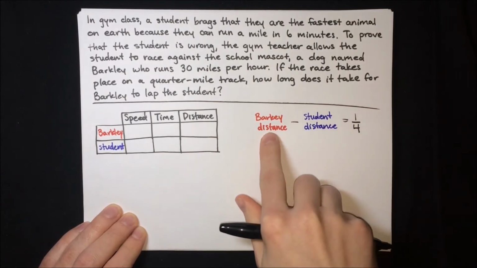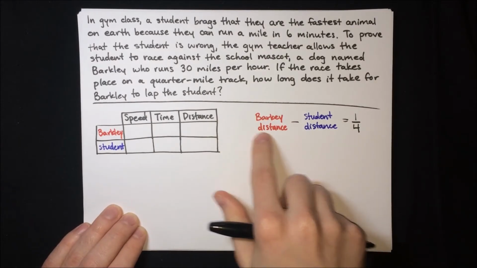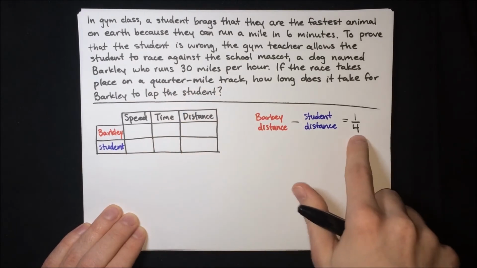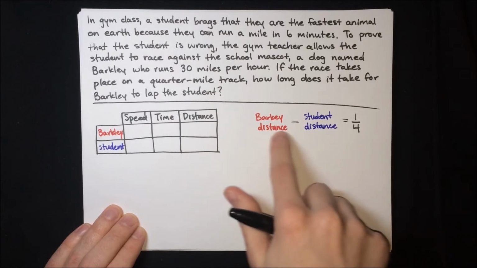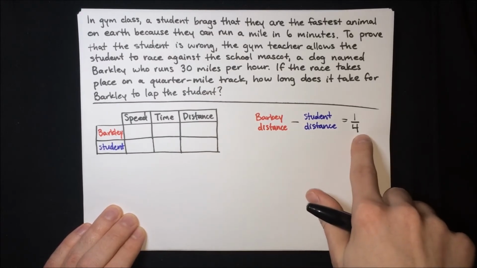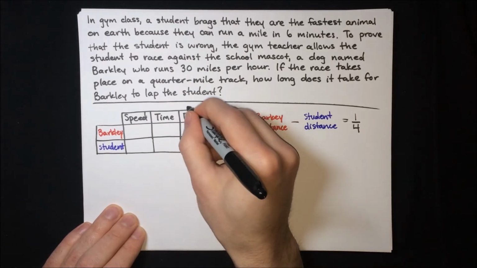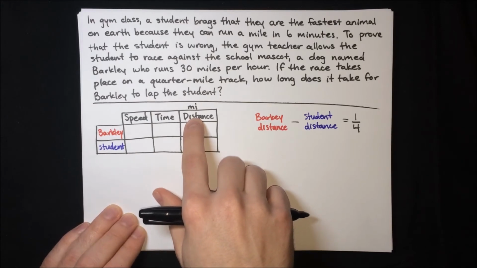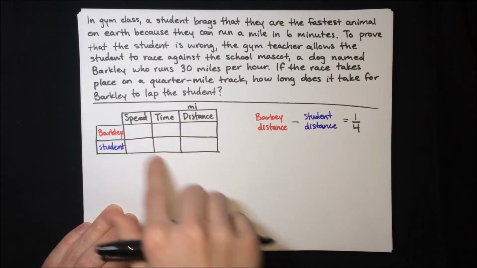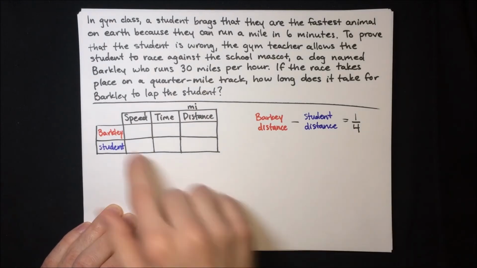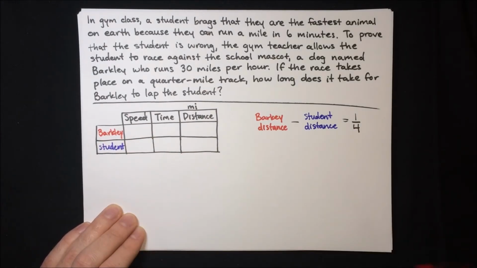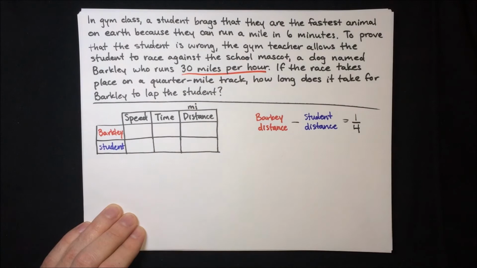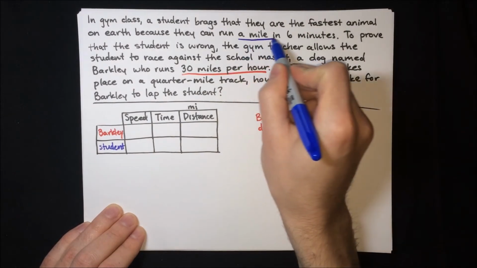We want to find where Barkley is 1 lap ahead of the student, and each lap around the track is a quarter mile. So we want to find where Barkley is a quarter mile ahead of the student. So we want to find where Barkley minus student distance is equal to 1/4. Let's keep in mind our distance is in miles, so we'll put the units up there. And let's fill in the table with what information we have in the passage. So for Barkley, we have that Barkley runs at 30 miles per hour, and the student runs a mile in 6 minutes.